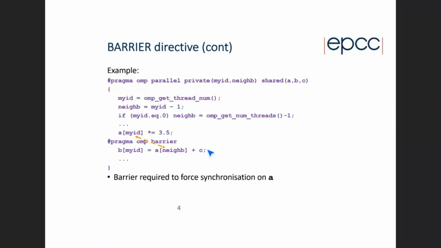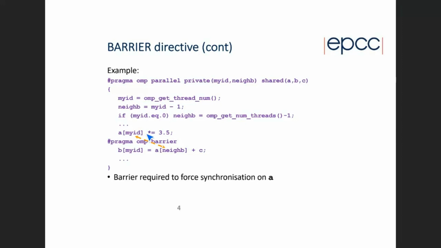So in order to respect that dependency and avoid race conditions, one straightforward way of doing that in OpenMP would be to put a barrier directive between the write and the read of A. That makes sure that all these writes have occurred before any of these reads can happen. So it really does ensure that when I come to read my neighbor's value, I'm absolutely guaranteed that it's already been written by that other thread.